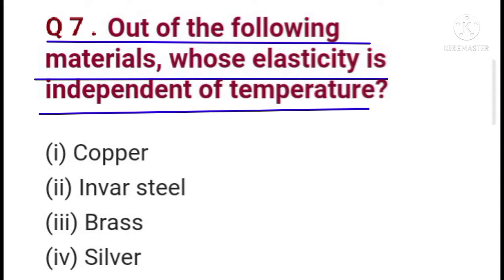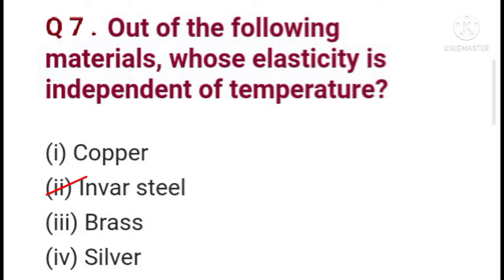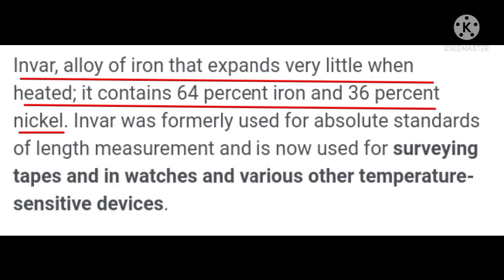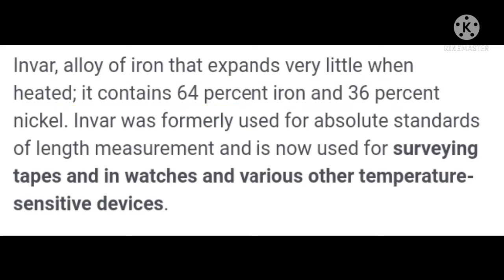Question number 7. Out of the following material, whose elasticity is independent of temperature? First option copper, second option invar steel, third option brass, fourth option silver. We know that elasticity decreases with temperature for steel, copper and glass. One exception is invar steel, because invar is an alloy of iron that expands very little when heated. It contains 64% iron and 36% nickel.